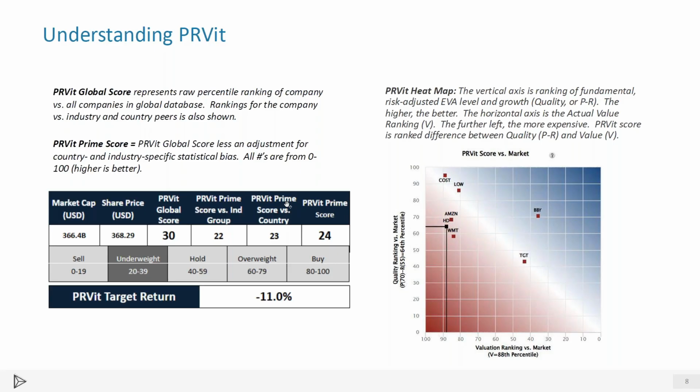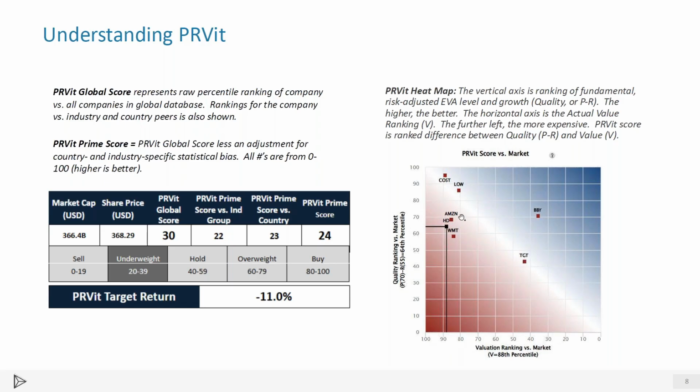The heat map you'll see in almost all of our research. This heat map on the right shows quality on the y-axis. So that's profitability. It's a risk-adjusted profitability. The higher the better. On the x-axis, you have valuation, and this is actually plotted in reverse because a high valuation, a score of 100 for your valuation, is expensive, and as you go to the right, you get cheaper and cheaper.